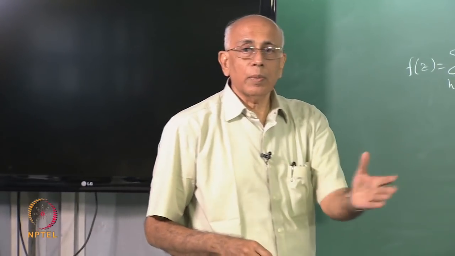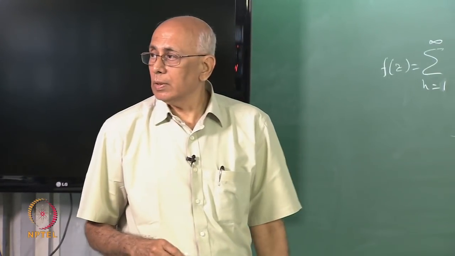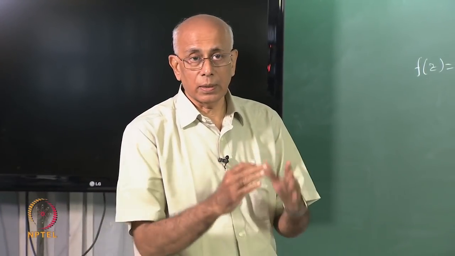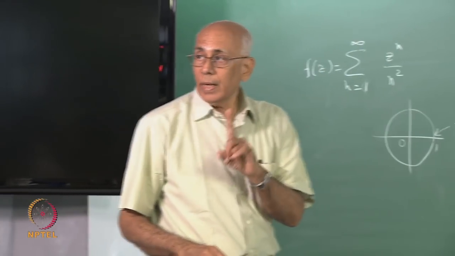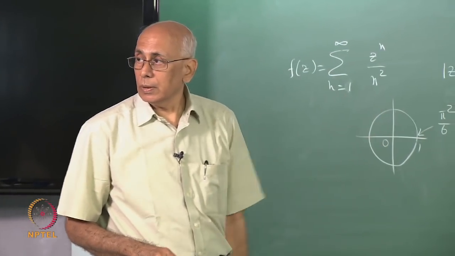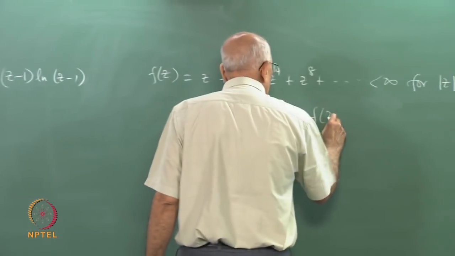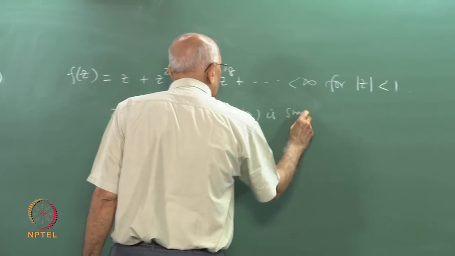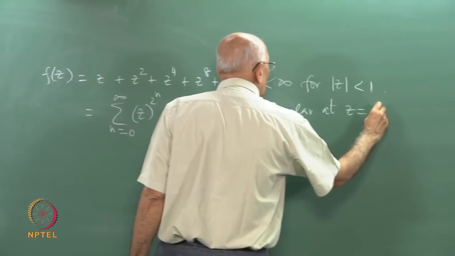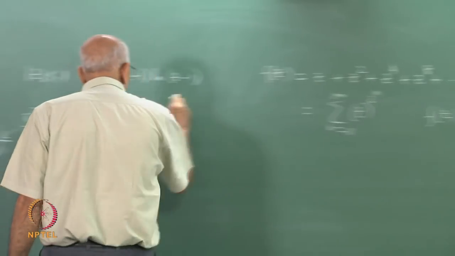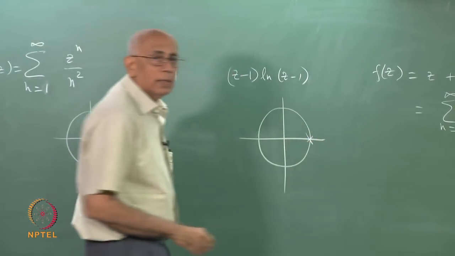Then of course, you have 1 plus 1 plus 1 all the way, and this series diverges, and the function is singular at that point for sure. So, f of 1 is a singularity of this function. So, f of z is singular at z equal to 1. Okay. So, we see that on the unit circle there is definitely a singularity.